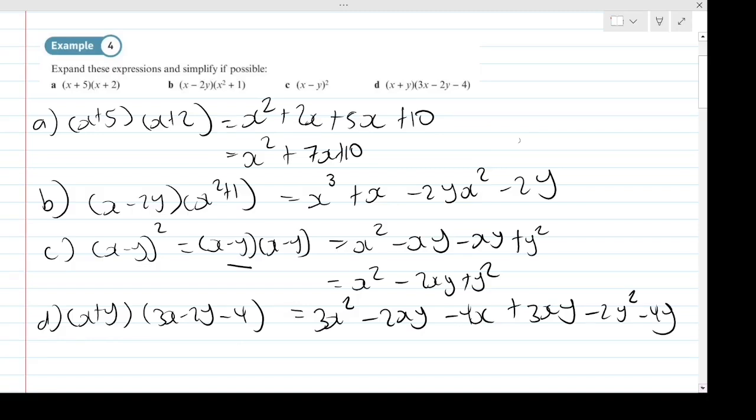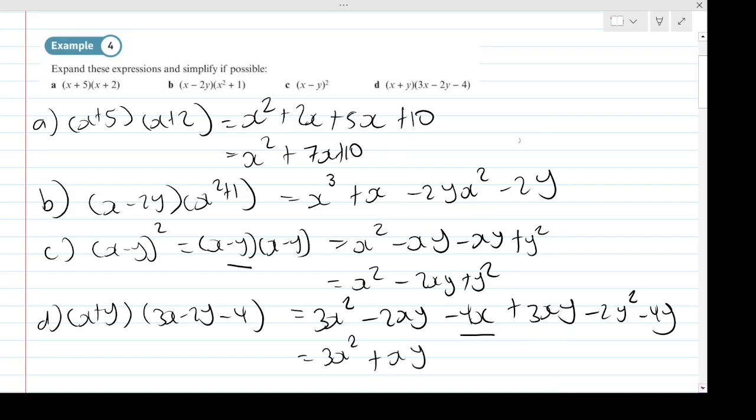Can we simplify it? Yes, I can. Well, there's only one x squared term, so 3x squared. But I have an xy. We have minus 2xy, and then we have a plus 3xy. I have two lots of xy terms, so we can add them together. So 3 minus 2 would get us just 1 lots of xy.